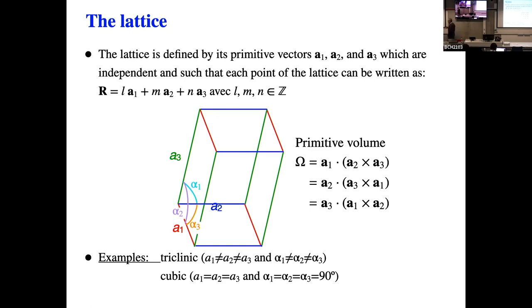Just an example: the triclinic system is the most non-symmetric system, in which you have A1, A2, and A3 different in terms of their length, and the angles they form, alpha 1, alpha 2, and alpha 3, are all different. In contrast, the cubic system, which is probably the most symmetric, has A1 equal to A2 equal to A3 in terms of length, and the angles between the vectors are 90 degrees.